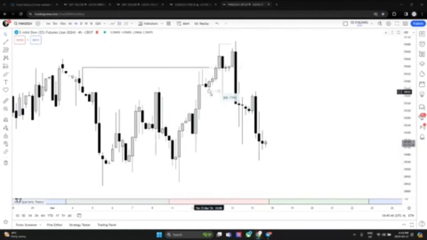So even here, you can be a buyer below here. Why? In anticipation of price to run above this high. Why? Because there was not sequential SMT, right?